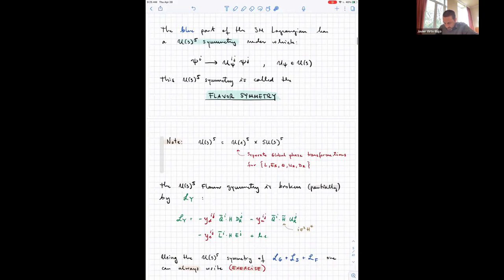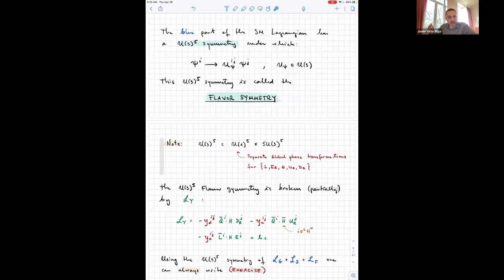Now, this is a small note. As you know, a unitary matrix can always pull out a phase and write it as a U1 times an SUn. So this is always true. So Un is like U1 times SUn. SUn means that the determinant of the matrix is one. And since the general unitary matrix has a determinant which is a phase, you can always put this phase in front, and this is the U1. And so the U3 to the 5 can also be written as a U1 to the 5 times SU3 to the 5. And this U1 to the 5 is a separate global phase transformation for all these fields, but the same phase for all the generations. This is just a small note.